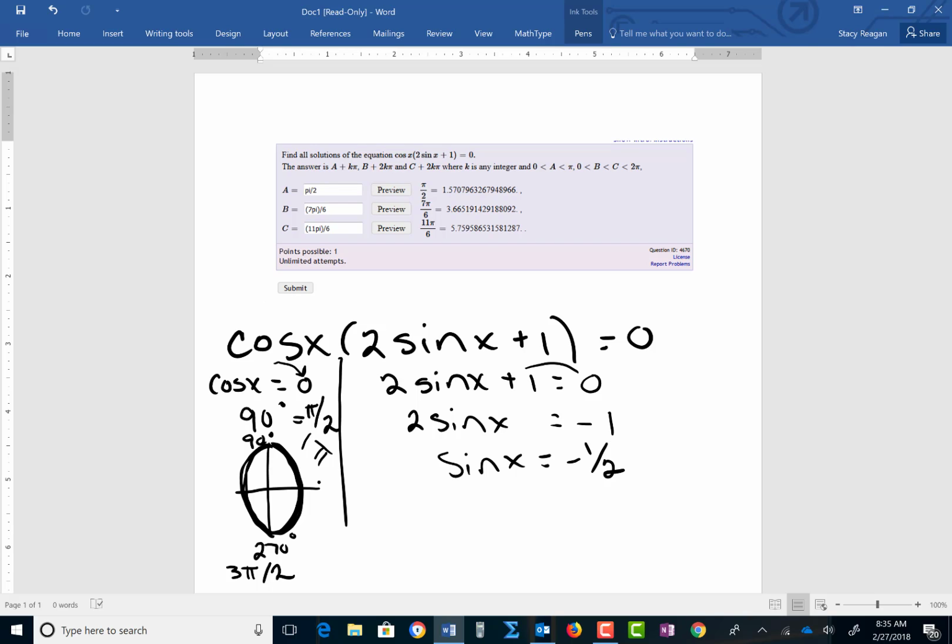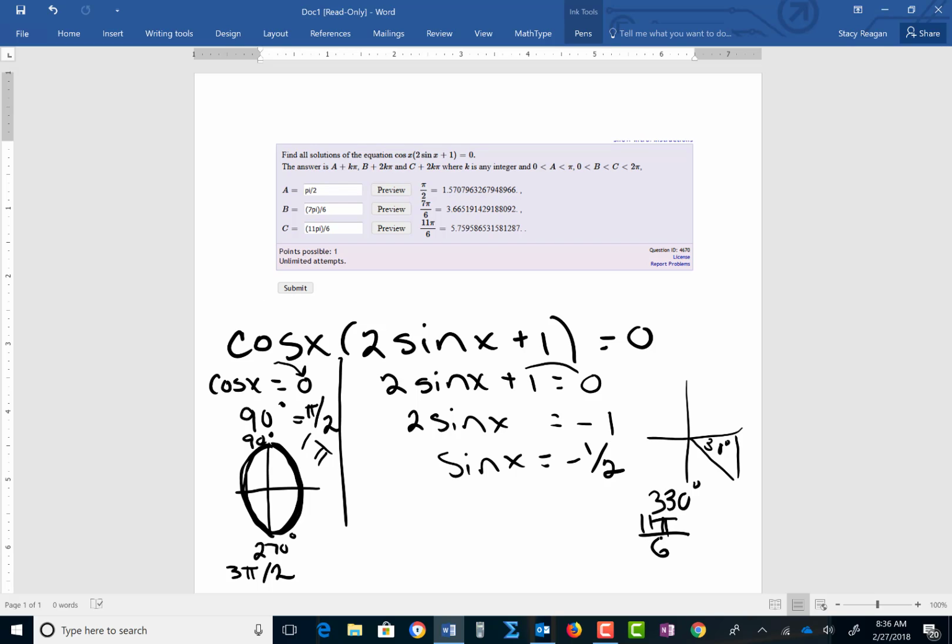Now for the next one, when I hit inverse sine on my calculator of negative 1/2, I get negative 30 degrees. Now, these are all going to be positive. So when I do negative 30 degrees, it's down here. So this is the 30-degree angle in that reference triangle. And that 30-degree angle right there is really 330 degrees, which is really 11 pi over 6. So there's where one of my answers is.